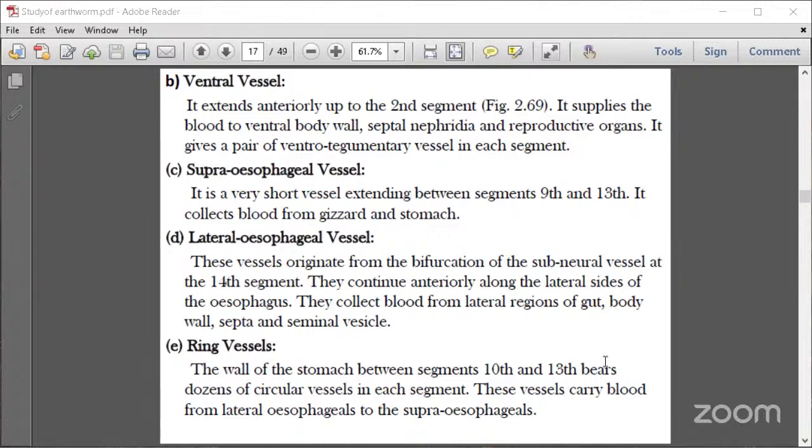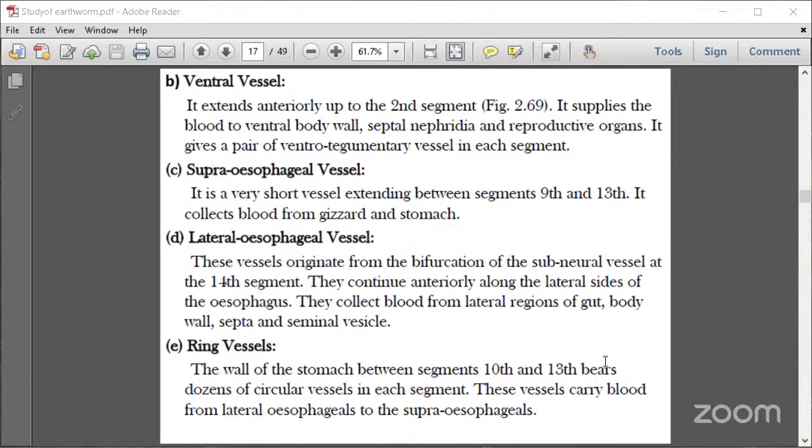Lateral esophageal vessel. These vessels originate from the bifurcation of the subneural vessel at the 14th segment. They continue anteriorly along the lateral sides of the esophagus. They collect blood from lateral regions of the gut, body wall, septa, and seminal vesicle.